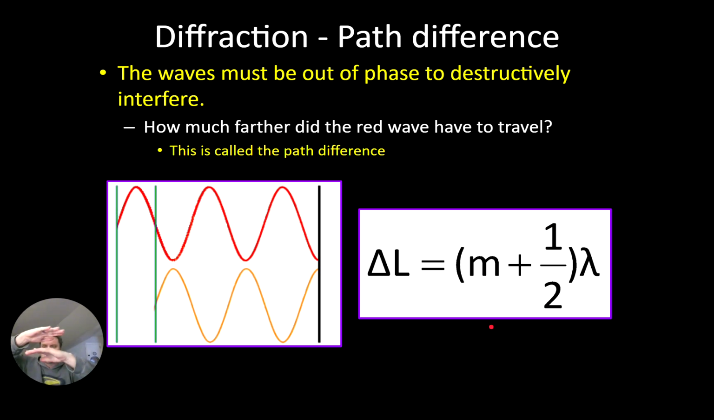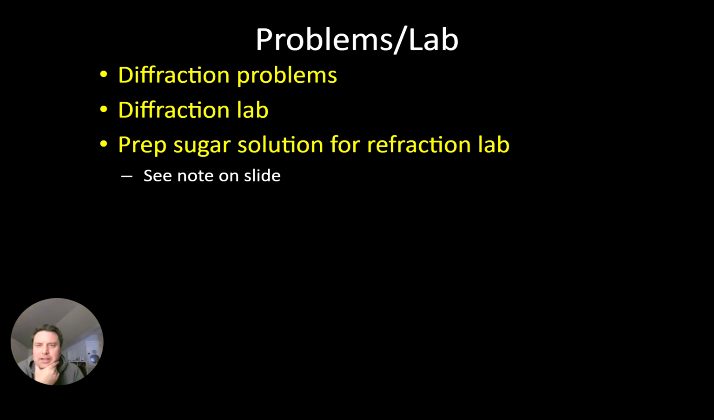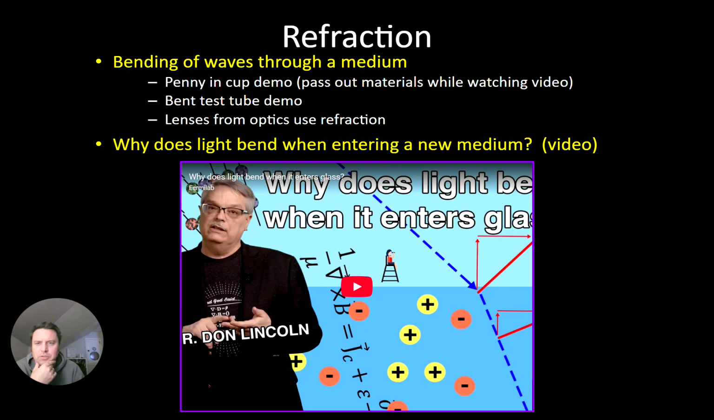So if you have a wave with a crest and you shift it by half, now it's a crest with a trough and they collapse. Diffraction problem, again, depending on time. And then there's 2 labs this chapter. We'll pick one of them to do.